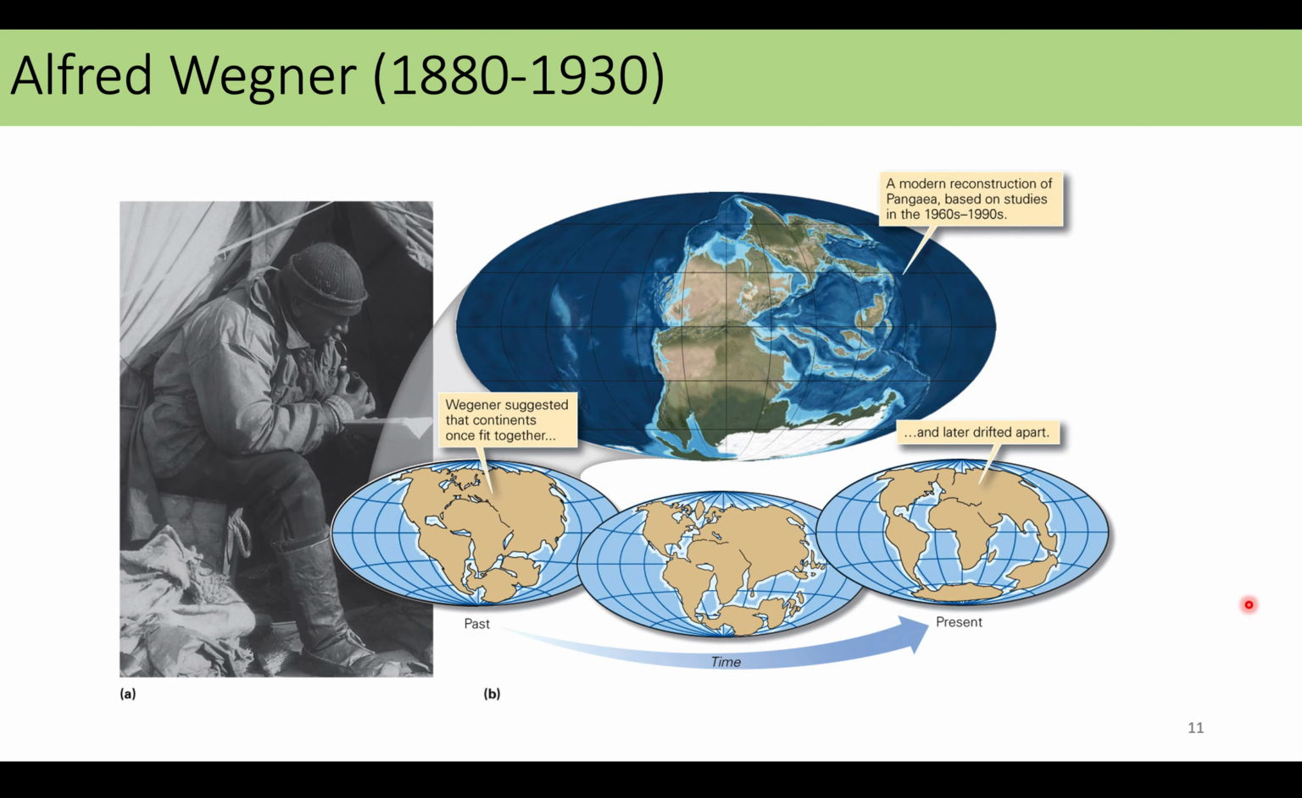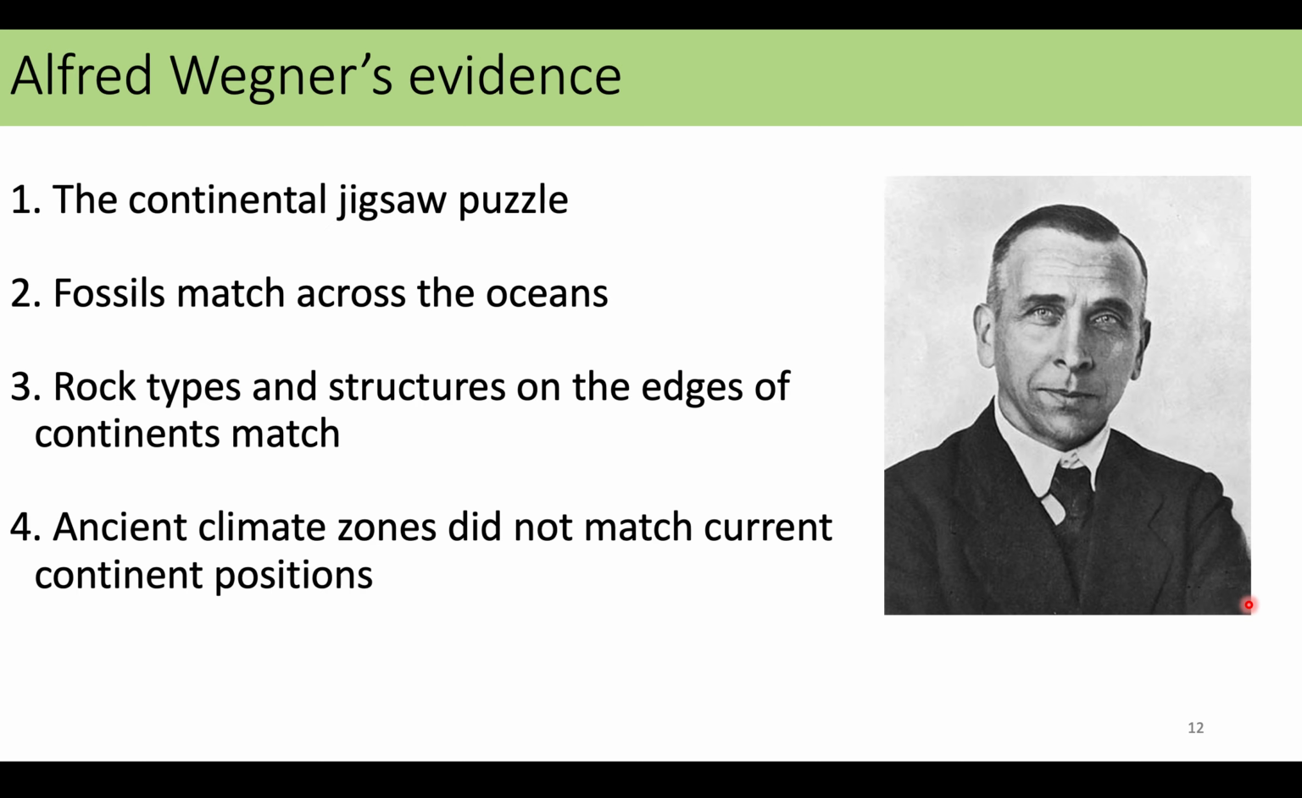He was born in 1880, and he is the first one that tried to prove continental drift, tried to prove that our continents were moving using scientific evidence. So he had four main pieces of evidence. This is a picture of him here. The continental jigsaw puzzle, matching fossils, matching rock types and structures along the edge of continents, as well as a mismatch of ancient climate zones. So I'm going to go through all four of those next in a little more detail.